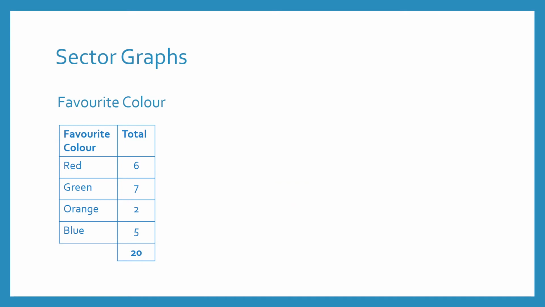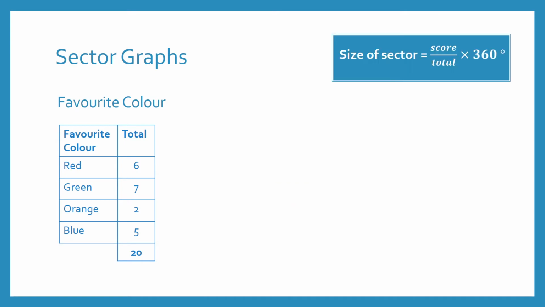We're going to have a look at how we would draw a sector graph. So here is an important thing to remember. You can remember the formula or you can work it out in a different way in your head, but I've put this there to help us. So here we have our favorite colors, red, green, orange, and blue. And these are the amounts of people who've chosen each of those. So far, this is like things that we've seen already. Now, we want to put our score over our total.